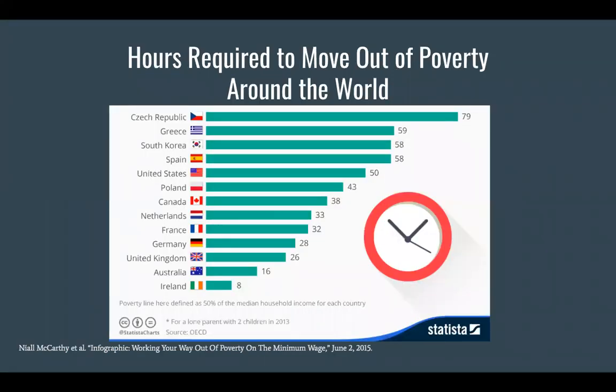Now that we know the history, this relates to one of the goals we mentioned of reducing poverty. This chart depicts the hours required of a minimum wage for a single parent with 2 kids to reach 50% of the median income in their home country. If you'll notice here, in the US, that number is 50 hours.